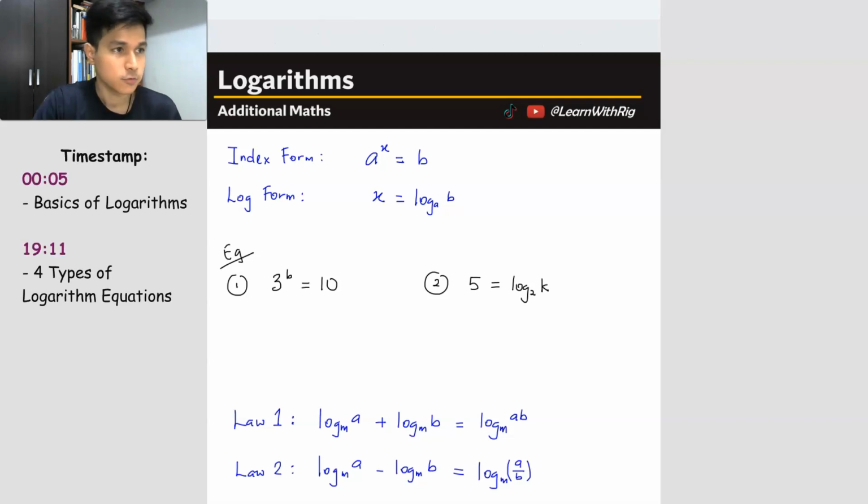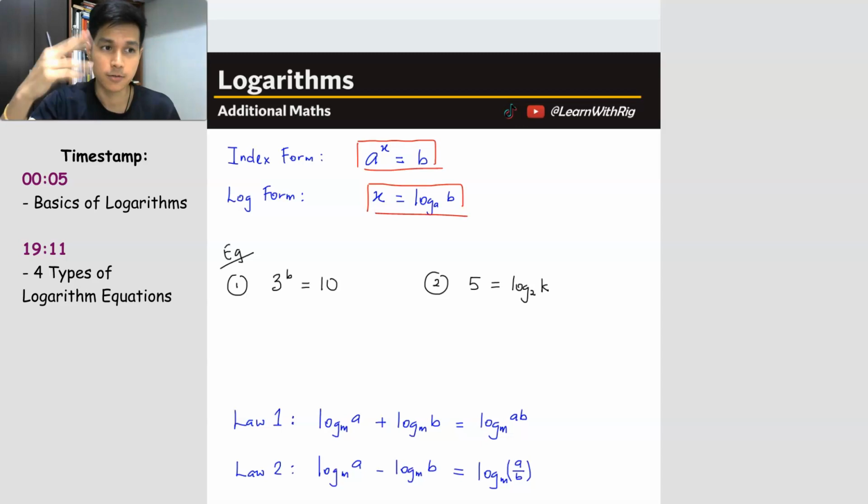So the first thing you have to know about log is how to convert between index form to log form. Here there are two equations. One is in index form, meaning in indices form, and this is in log form. You need to know how to convert from index form to log form, and also the other way around. So how do you convert?